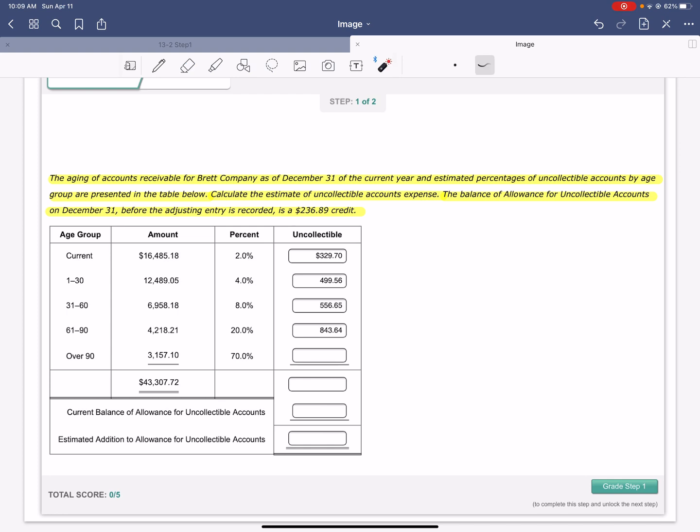And then the category of over 90, you take the amount times 70%, of those you figure will not be collected, and you should come up with $2,209.97. Then you go through and you add up all of those to get your total. And your total should be $4,439.52.